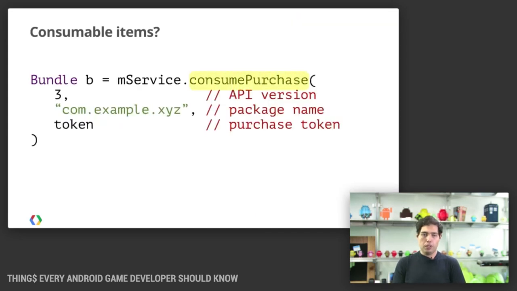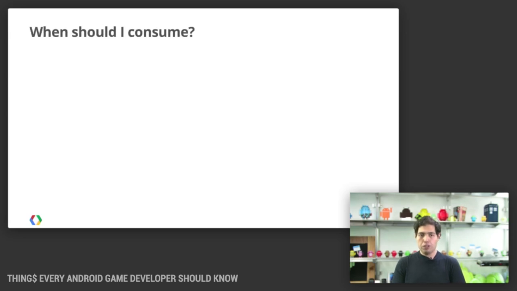So how do you do that in code? You just call the consumePurchase method, and you just pass it the purchase token that you got from the getPurchases call. One question that naturally arises is, when should I consume something?